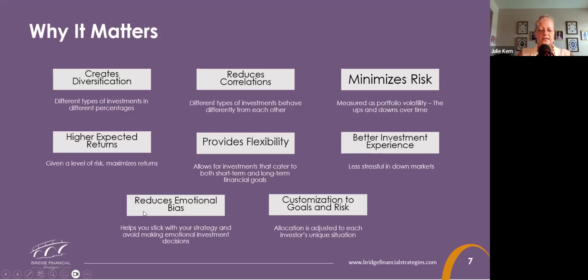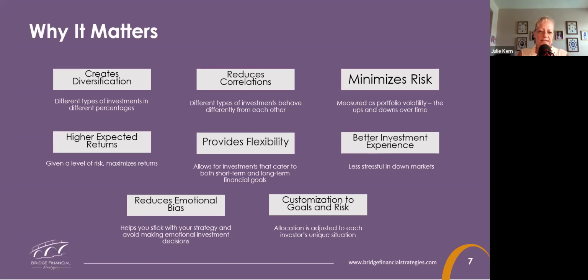Next is it reduces emotional bias. So when the market is doing what it does, which is go up and, more importantly to your emotions, goes down, having a diversified portfolio that doesn't bounce around as much helps you to stick with your strategy and avoid making a fearful decision in a market downturn or an exuberant decision when the market's just going up like crazy to buy things at the top. So it just really helps you to handle your investments with less emotion, which means more logic, and then that produces a higher result at the end of the day.